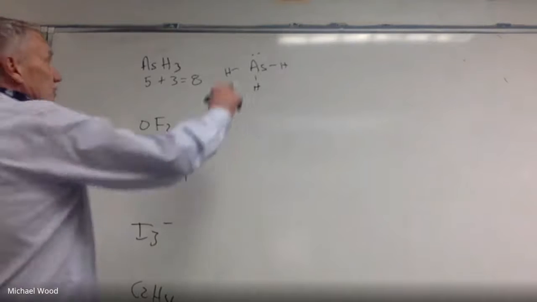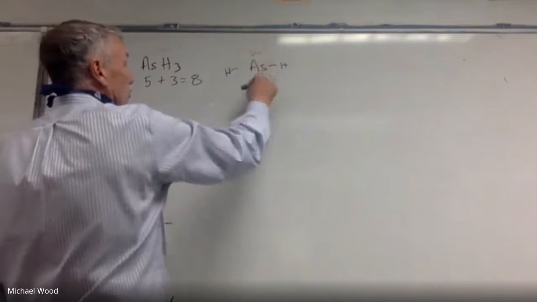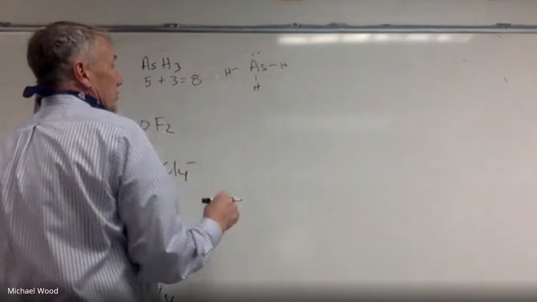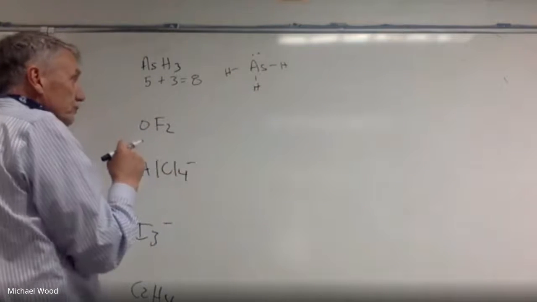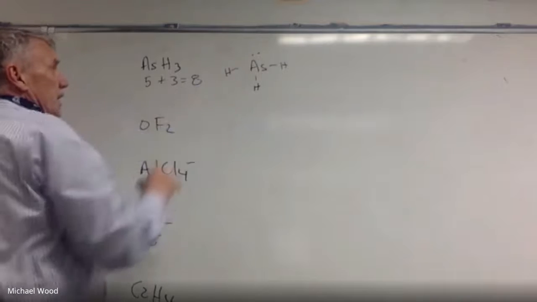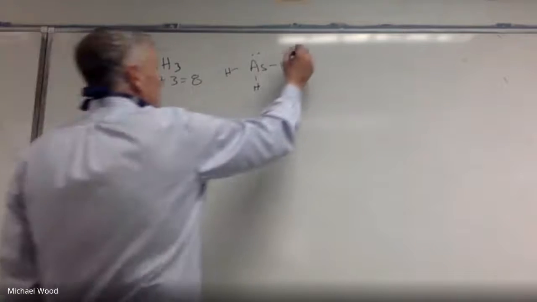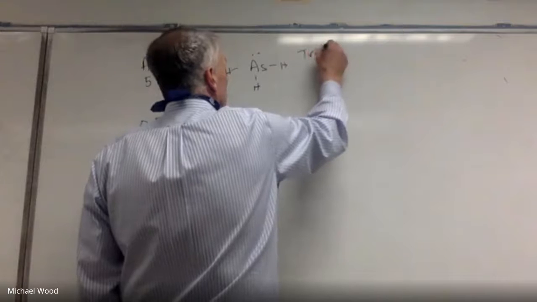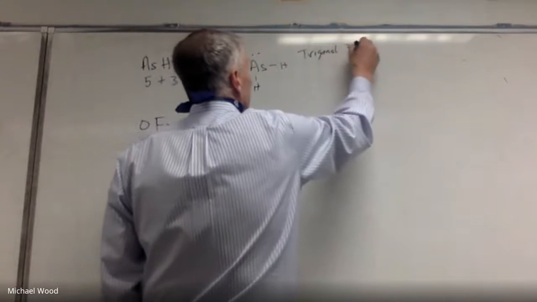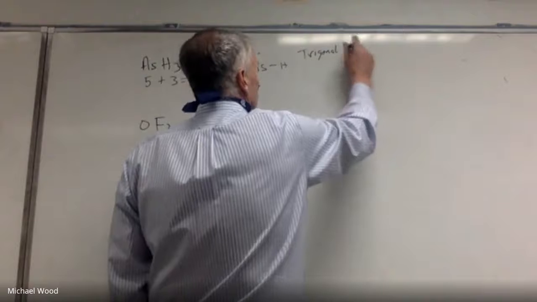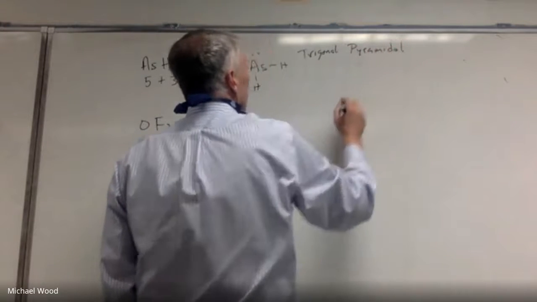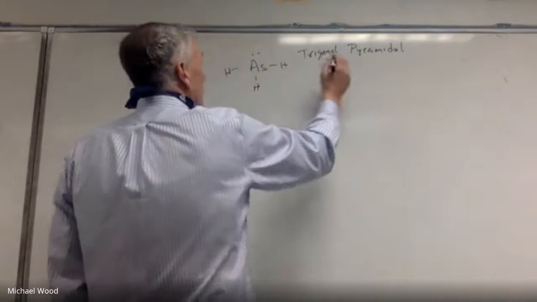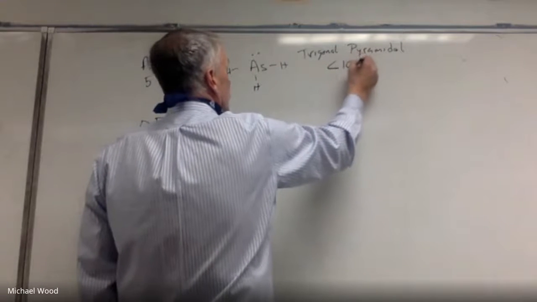So I count the electron domains. There's 1, 2, 3, 4. So there's 4 electron domains. If I've got 4 electron domains and a non-bonded pair, the name of this shape is trigonal planar. I'm sorry, not trigonal planar, trigonal pyramidal. Trigonal pyramidal. And the bond angle here is a little less than 109.5.